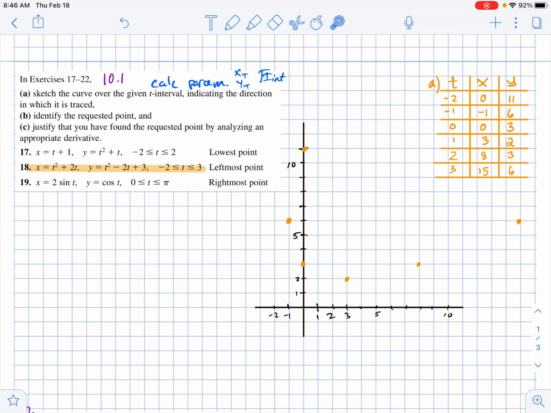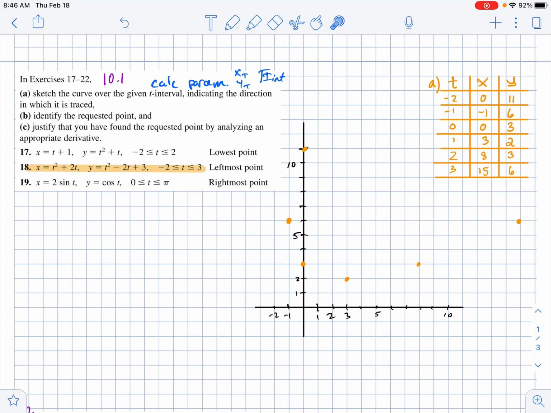table. So you can see I already have the table made here, and I went from -2 to 3 for my t values, and I just went on the integer values. When I plug in -2 for t, I get 0 for x and 11 for y, and so on and so forth. I think I got all these numbers right, but anyways, then you plot these points. So (0, 11), this is the first point. And then this is the second point.